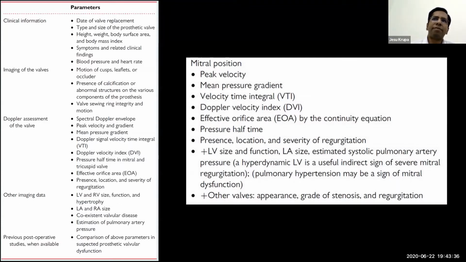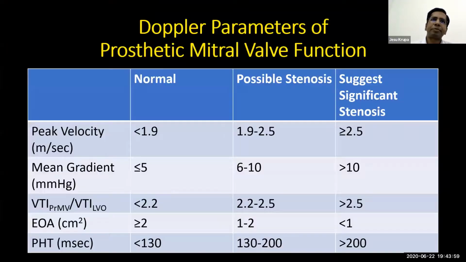So for the mitral valve, we will be looking at all of these things through cases, but essentially it is a peak velocity, mean gradient, VTI, DVI or Doppler velocity index, effective orifice area by continuity equation, pressure half time, then of course other things like the LV size, function, and the pulmonary pressures. And of course, you must look at the other valves also. Sometimes we may get so engrossed looking at the prosthetic valve that we may ignore certain other findings in other valves. So that is also important, doing a systematic study, looking at all the valves carefully.